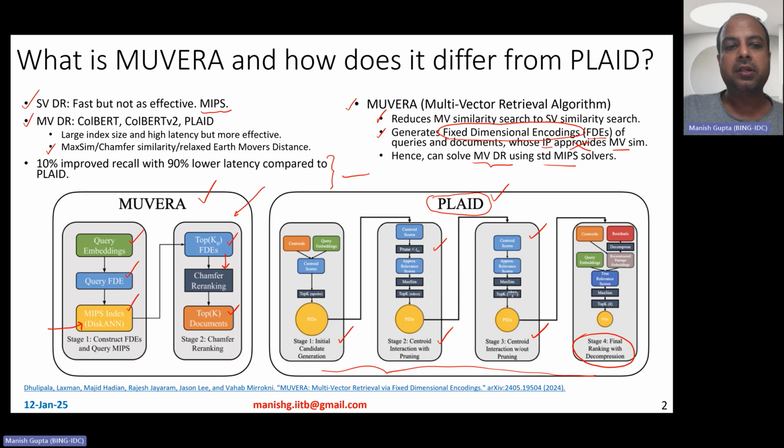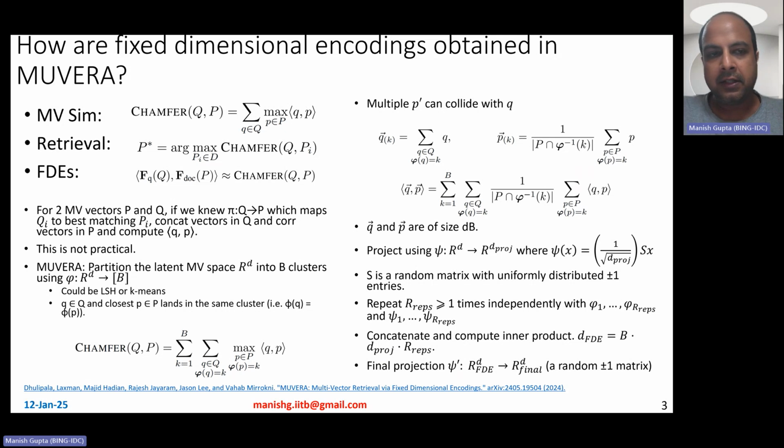And as I mentioned, what is observed is that this leads to 10% improved recall with 90% lower latency compared to Plaid. Okay. Now let's try to understand how Muvera works?